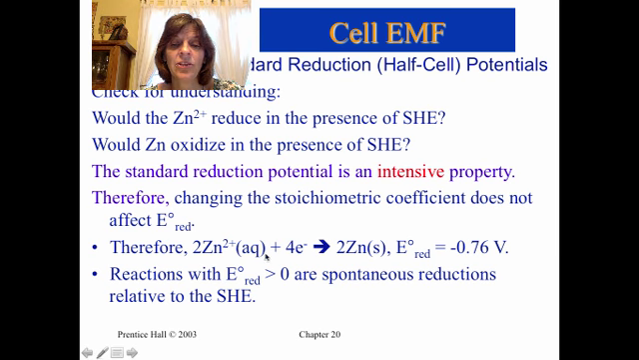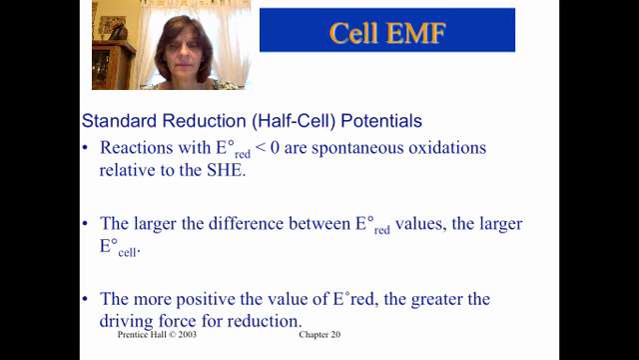Reactions with a reduction potential of greater than 0 are spontaneous compared to hydrogen, whereas ones like zinc that are less than 0 would be non-spontaneous. Reactions with the reduction potential less than 0 are spontaneous oxidations relative to the standard hydrogen electrode. The larger the difference, the greater the E of the cell, the higher the waterfall, so to speak. The more positive the value of the reduction potential, the greater the driving force for the reduction.